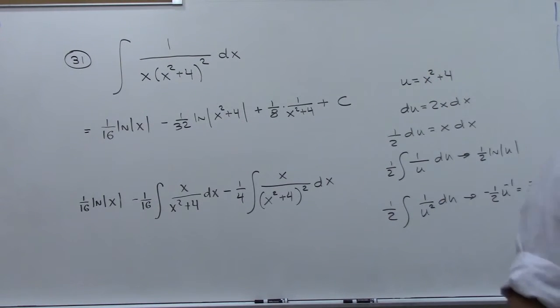That should be it. Got to check. Number 31. 1/16 natural log x minus 1/32 natural log x squared plus 4. And then plus 1/8. Yep. Okay, that's it.